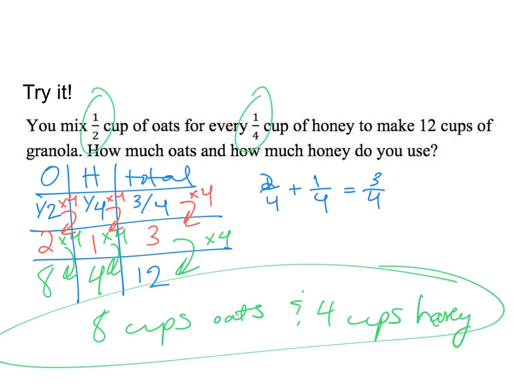Now, this answer makes sense for a lot of reasons, but one of those reasons is that I have 1/2 oats and 1/4 honey. That means I'm using double the amount of oats, and so I see in my final answer that it's still true, and 8 plus 4 is in fact 12.